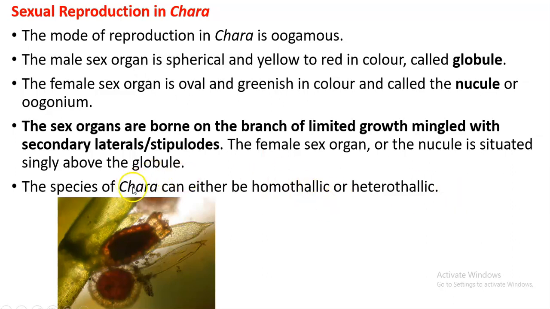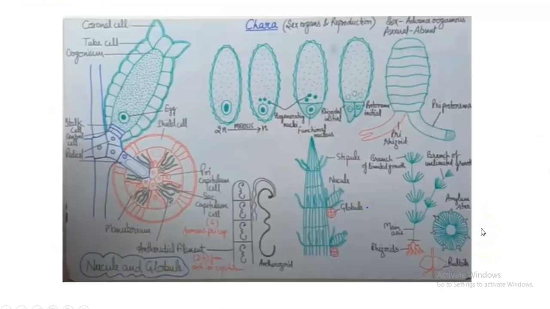And one more thing, Chara can be either homothallic or heterothallic. That means maximum times both globule and nucleus will be lying side by side in the same thallus, but in some very rare cases they will be seen in different thalli as well. For example, Chara wallichii. In that, we can see heterothallic occurrence of male and female reproductive structures.